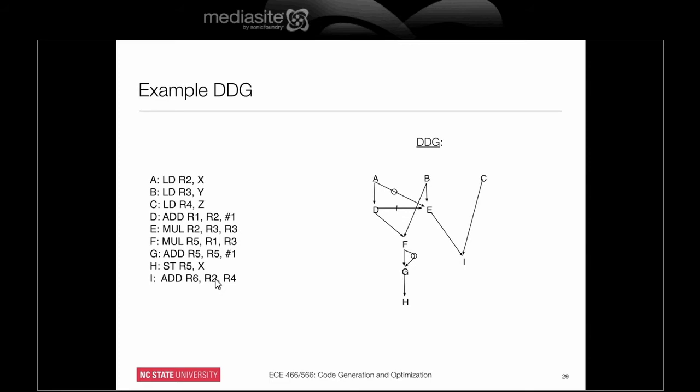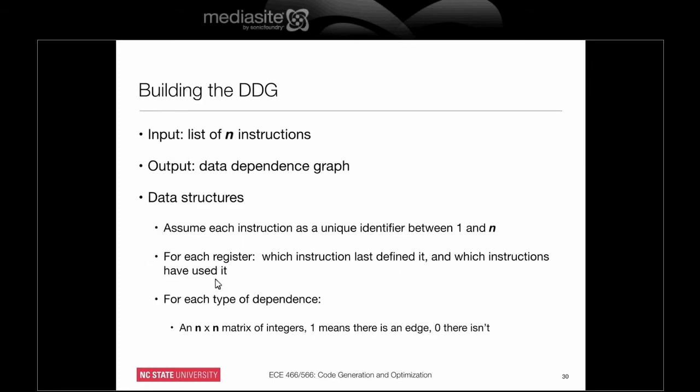Okay, so this data dependence graph tells us a lot about the available possible orderings of the program. Okay, now how do we actually compute this? Well, we would get a list of instructions. We would want an algorithm that takes in a list of instructions and produces as output this data dependence graph, or this data dependence information in some way.